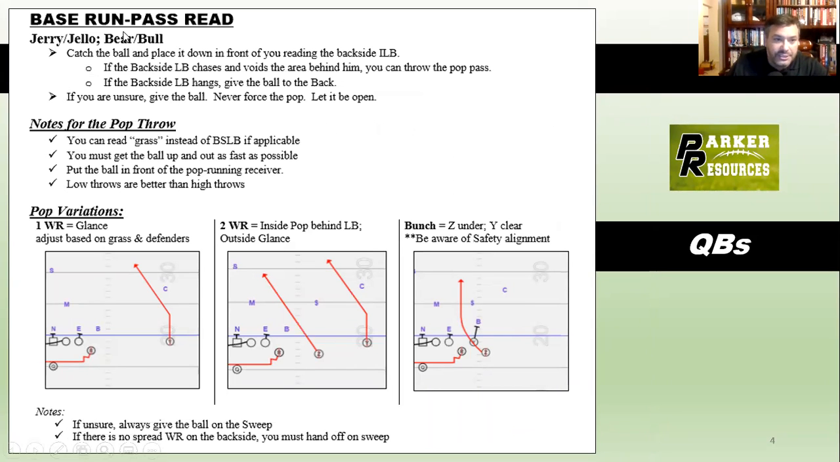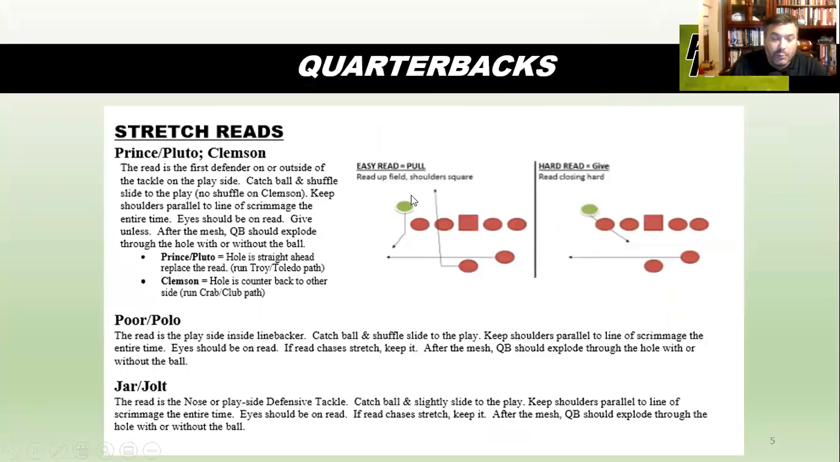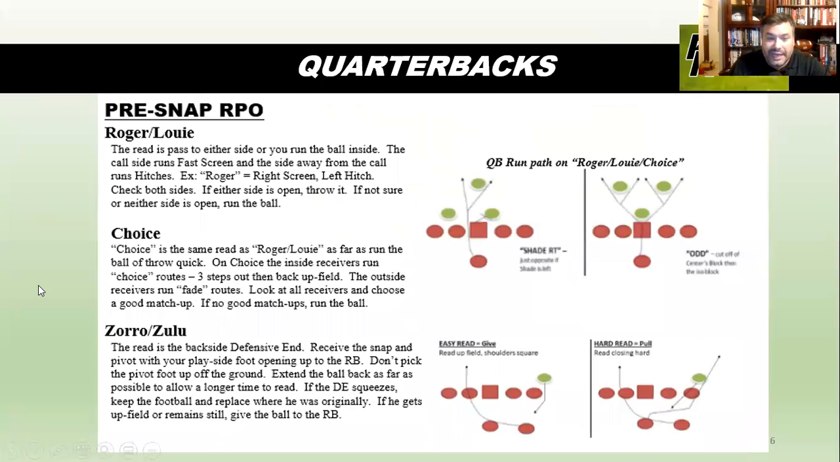So how do you run Jerry and Jello Brown Bull? There it is. That's your base run read. Where's your stretch reads? There they are. That's how you run them. How do you decide the pre-snap RPOs? There it is. And some of this is stuff that you may have seen earlier in the series because we pulled it out and showed you when we talked about that play.